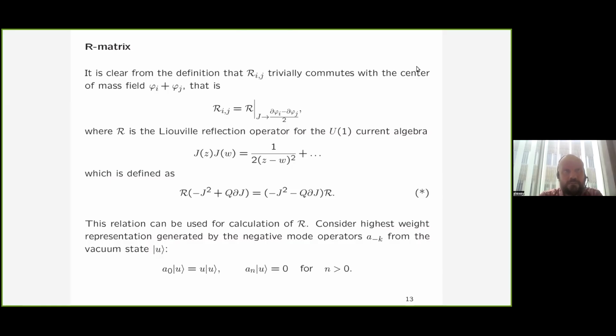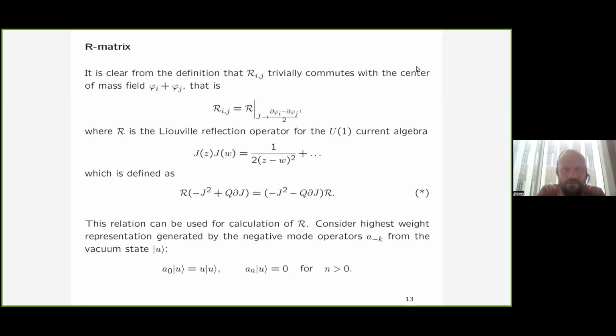So basically, we're considering integrability in conformal field theory, and I'm advocating the point of view that it's very similar to how we use integrability in spin chains and so on.